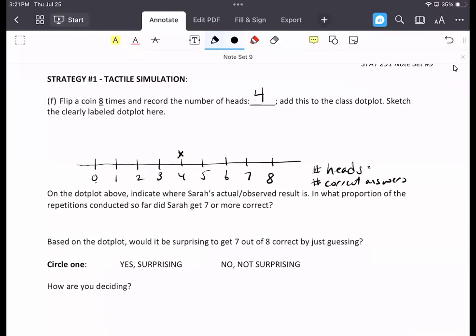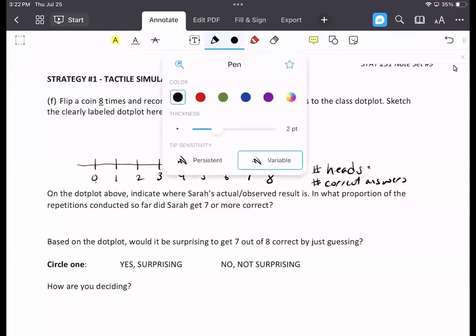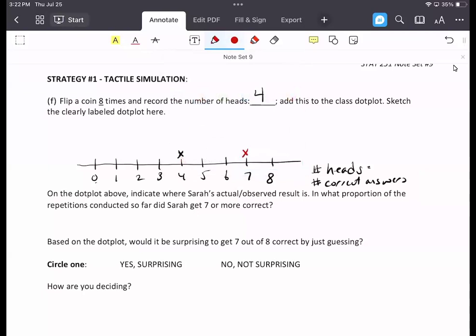But first of all, before we do that, on the dot plot above, indicate where Sarah's actual observed result is. We want to know what proportion of repetitions conducted so far did Sarah get 7 or more correct. So remember, we know Sarah, mark hers in red. We know that she actually got 7. So we're curious how unusual it would be to get 7 or more extreme, more heads out of 8. Now, since we're not in person, I'm going to pause and then switch over to an applet so we can see this together and pretend that we're actually sitting there flipping coins.